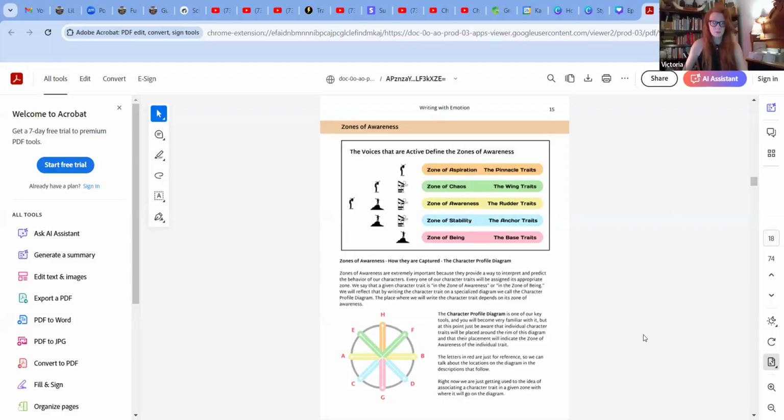So let's take a look at a couple of pages out of my book, Writing with Emotion, that will give you an introduction to the concept of where in your awareness is a character trait. So I'm going to share my screen. I'm going to call your attention to the two diagrams. We're going to talk about both of these.